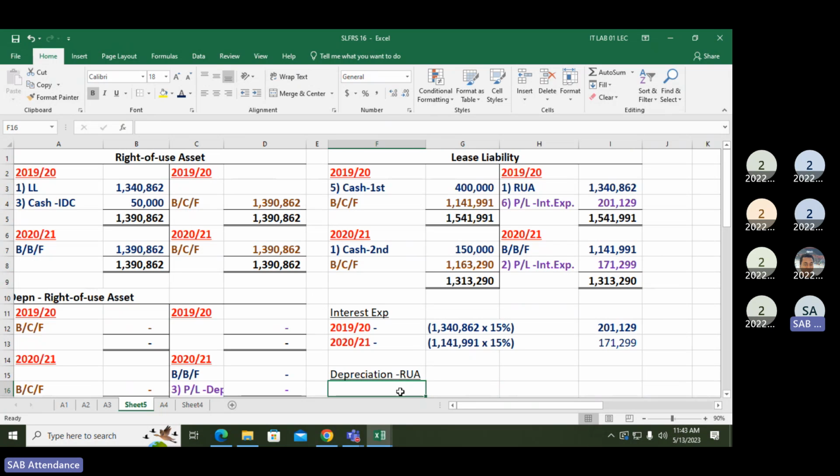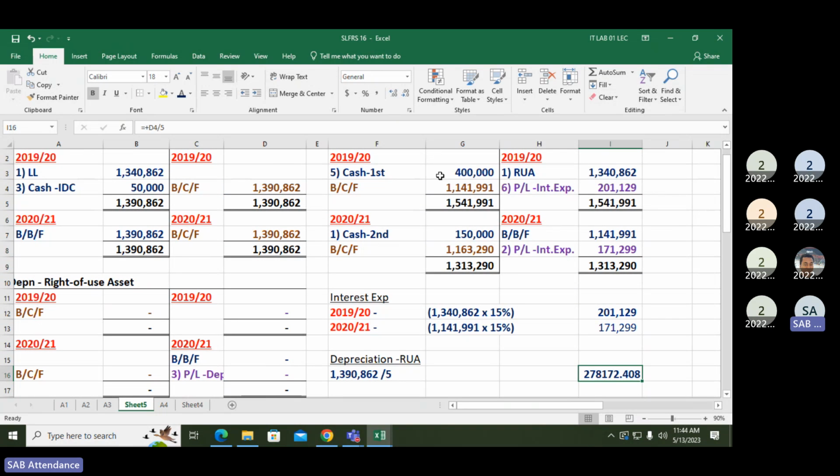Then the depreciation. You have the right of use asset 1,390,000 862. You got this right of use asset for a period of 5 years. Depreciation should be this amount divided by 5. This is your annual depreciation.